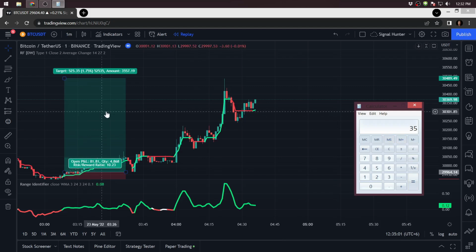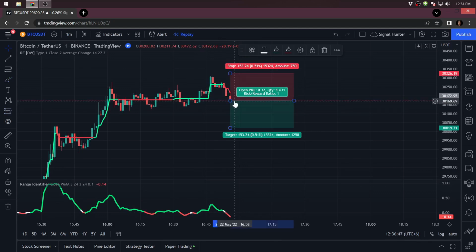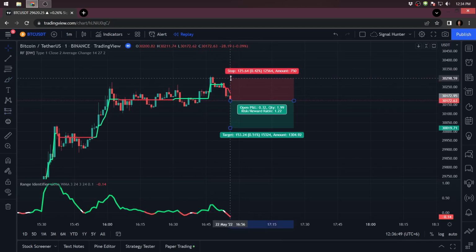So now let's go with a sell signal. For a sell signal, if the range filter line color switches from green to red, and at the same time the range identifier range line color also switches to red, that means it's our sell signal for scalping. And we take a short position here, and our stop loss will be the last swing high.